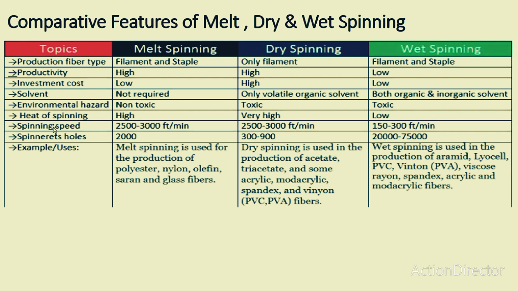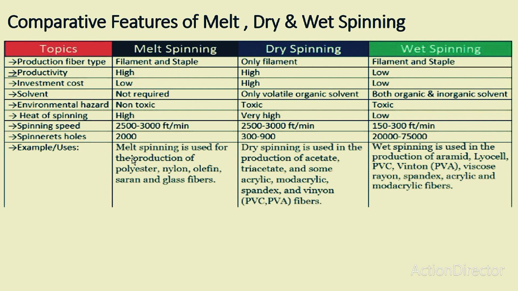Next point, spinneret holes. In the case of melt spinning, spinnerets have 2000, and in case of dry spinning 300 to 900, and in case of wet spinning it is 20,000 to 75,000 spinneret holes in a spinneret.